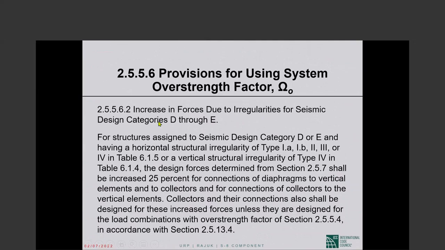Then this talks about collector elements in a roundabout way. There is a 25%. Anyway, all of this will come up. I think maybe in the next segment we will discuss what is said here, but not now. This is telling you that the collector elements, in a roundabout way, you'll be very confused if you read it, but it is essentially telling you to design the collector elements using the load combinations with overstrain factor.